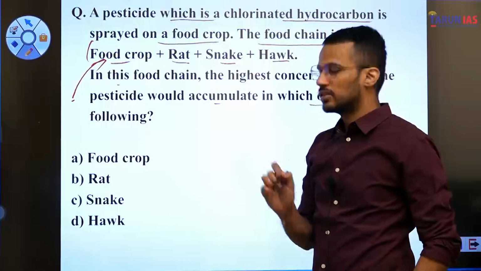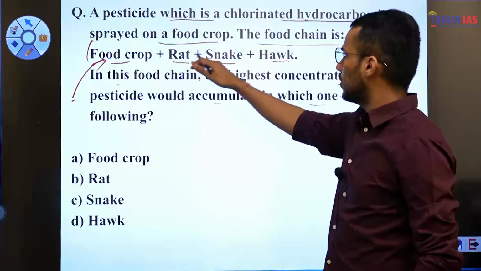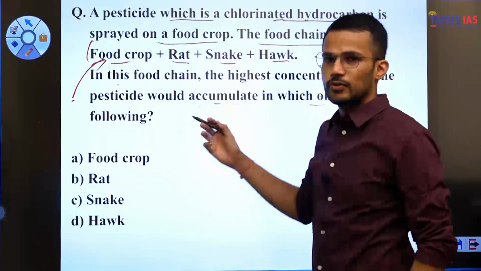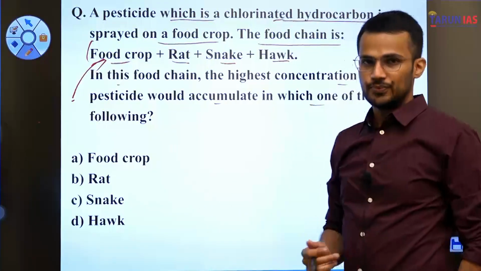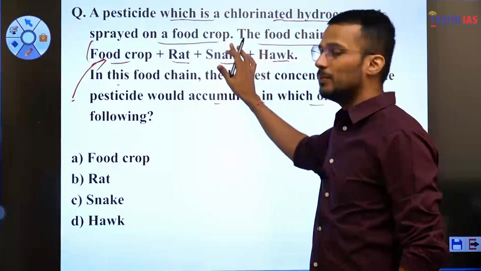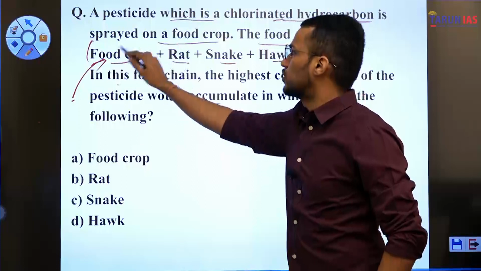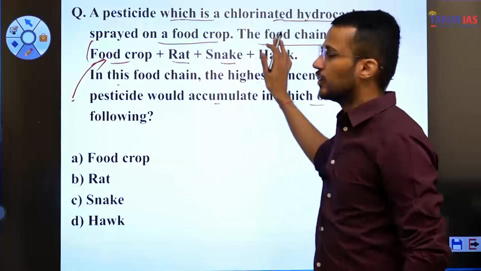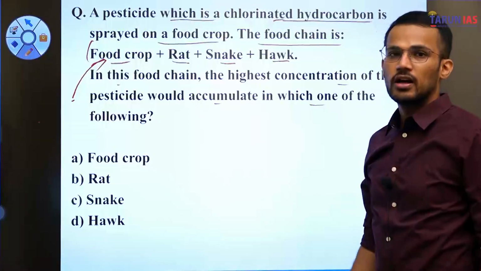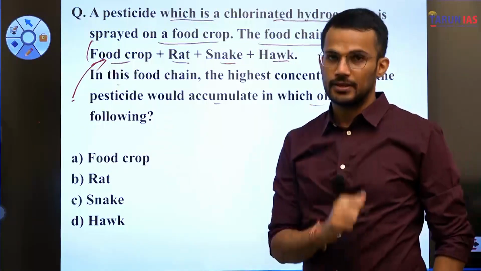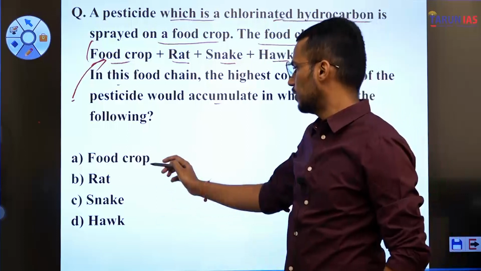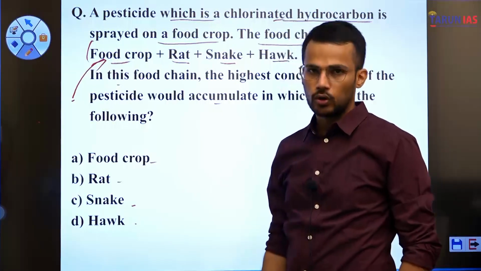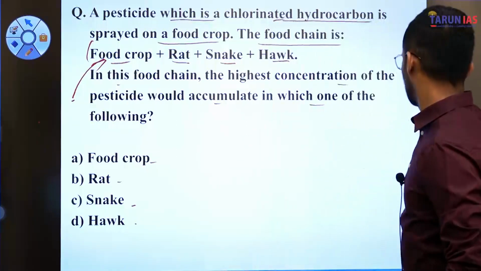Fine. So what is the question asking? In this particular food chain, this chlorinated hydrocarbon, which is a contaminant, its concentration will be high amongst which trophic level, or amongst which organism the concentration of chlorinated hydrocarbon will be high. Options are A, food crop, B, rat, C, snake, and D, hawk. So let us discuss this question.